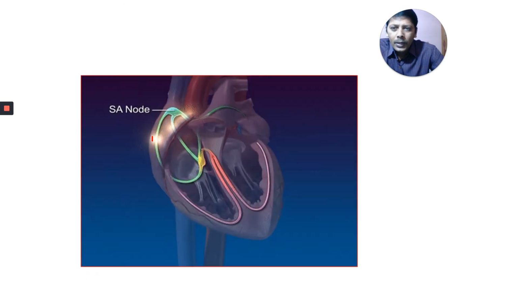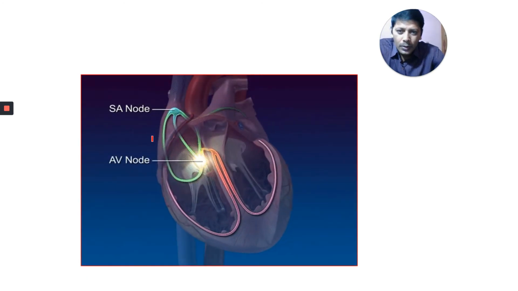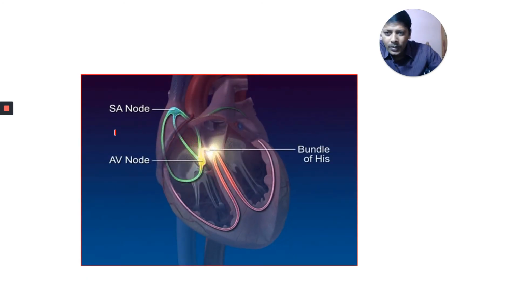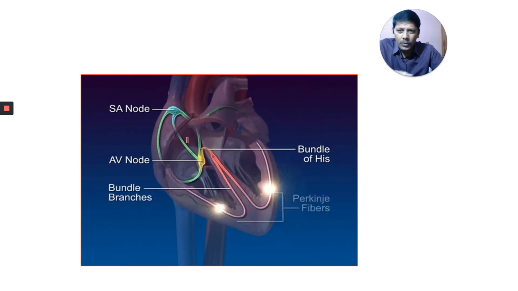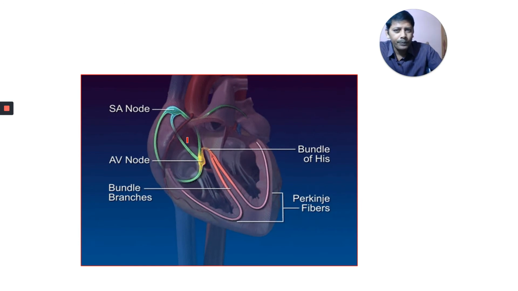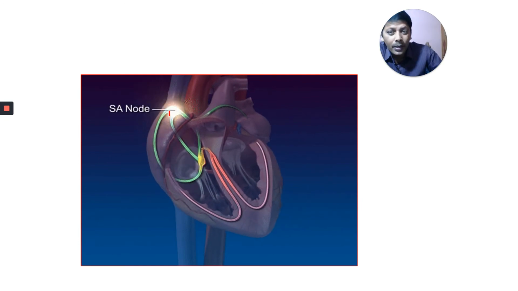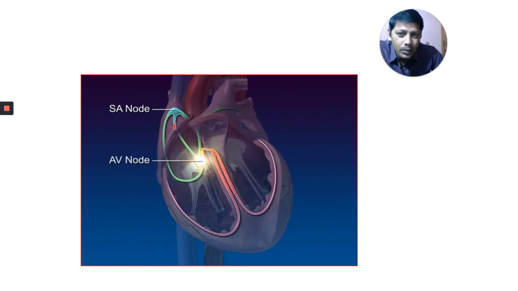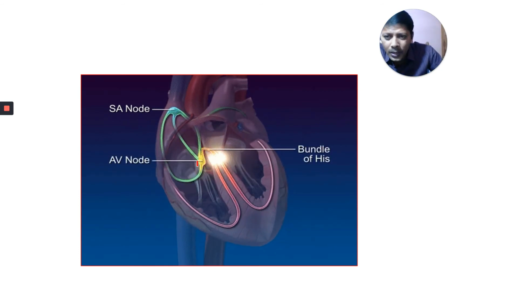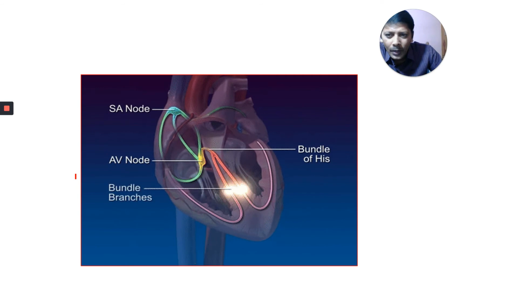So you can see the sinoatrial node here. You can observe here, this is the sinoatrial node. It is producing some electrical signals there. Look at this fire-like thing produced here. It is coming to the AV node.